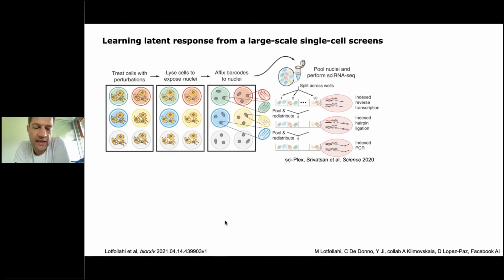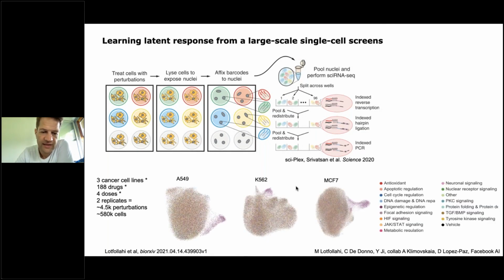So we've been looking into data sets, what we can do with this. For example, here we've been trying to learn the latent response from a really large scale single cell screen. In this case, this was a data set called sci-Plex from Trapnell Lab, who had all kinds of tricks to essentially give you many different cells under. I mean, that's a specific type of architecture he's been doing.